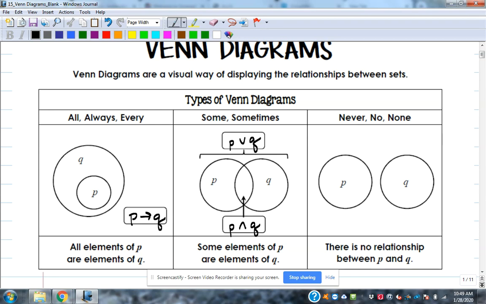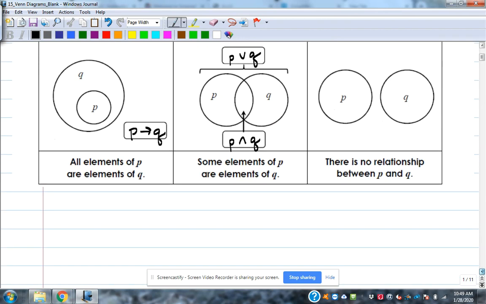And then the last one is the case where you have two sets in which nothing is common between them. Like geometry third block and geometry fourth block. There's no overlap between those. Nobody has both of those classes. So no relationship between P and Q there, so we can't write any statements there. No relationship between those when they're separate like that.